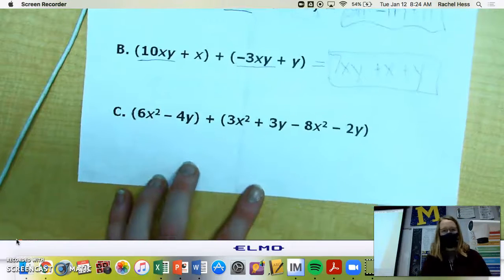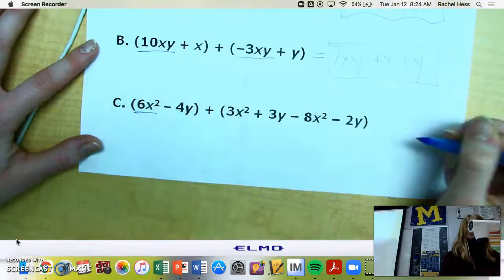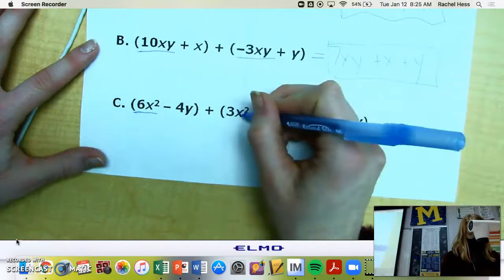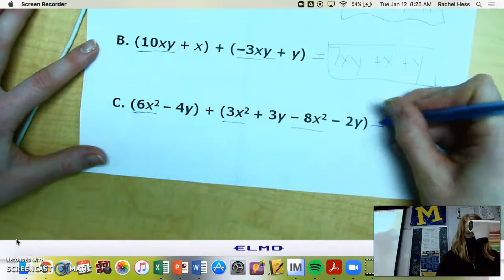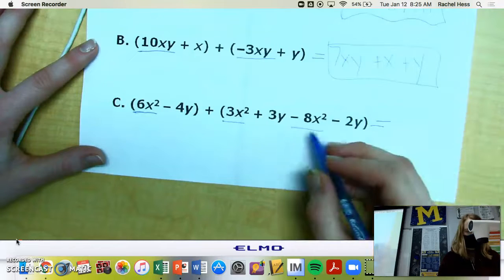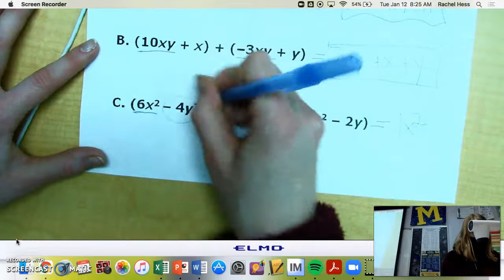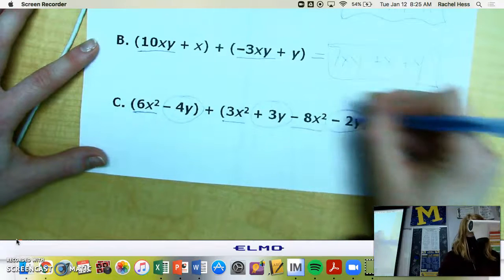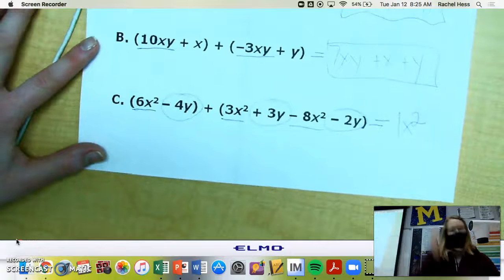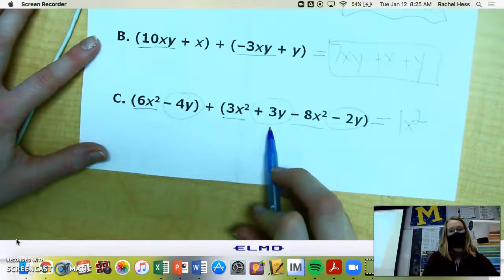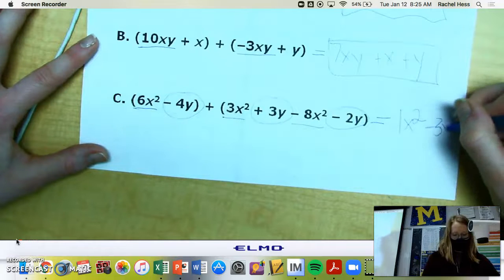And then this last one. A lot of stuff, right? We have a 6x squared. Do we see any other x squareds? I do. 3x squared and a -8x squared. 6 plus 3 is 9. 9 minus 8 is 1. And then I have my y's. Right? -4 plus 3 minus 2. Whoa. -4 plus 3 is -1. -1 plus -2 is... Good.